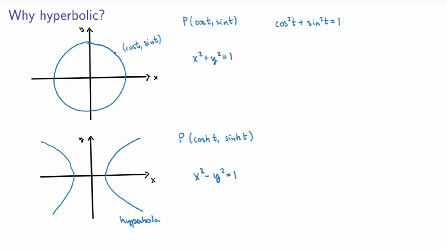And why is it true that a point with coordinates hyperbolic cosine of t and hyperbolic sine of t lies on this hyperbola? Well, it follows because these hyperbolic functions satisfy the identity that hyperbolic cosine squared t minus hyperbolic sine squared t is equal to 1. And the fact that it lies only on the right branch is just because hyperbolic cosine is always positive. So this is why these functions are called hyperbolic functions, because they parametrize hyperbolas, just like trig functions parametrize circles.